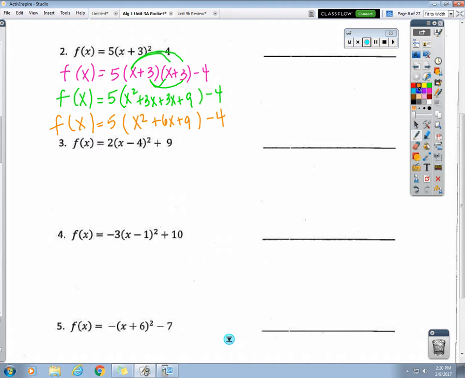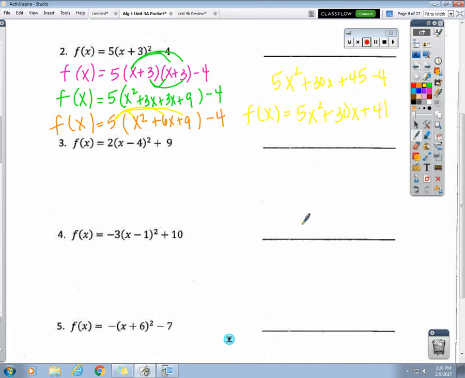Now I'm ready to distribute that 5 to everything. 5 times x squared is 5x squared. 5 times 6x is 30x. 5 times 9 is 45. But then don't forget about that minus 4, which will make the final answer 5x squared plus 30x plus 41. Ax squared plus bx plus c.